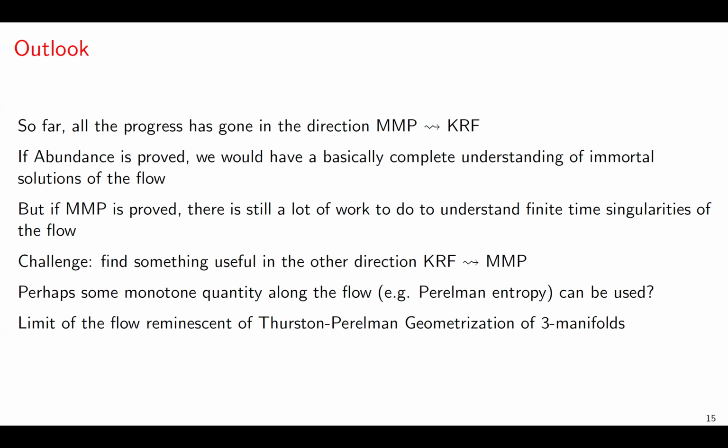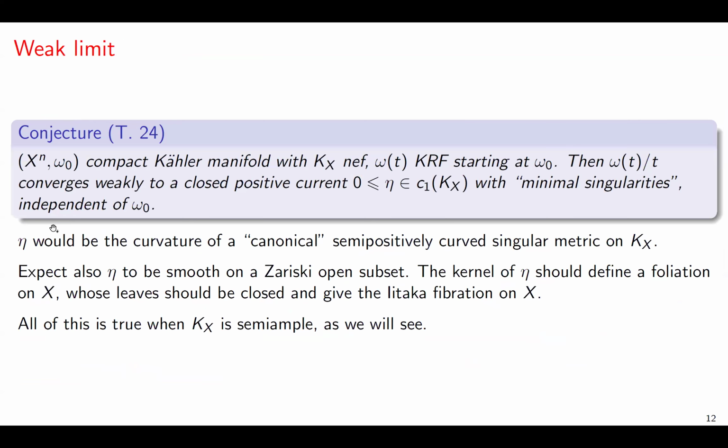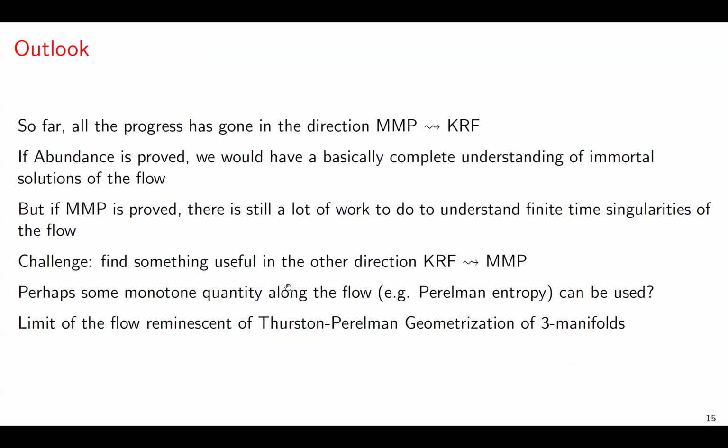Of course, this conjecture here is one mild attempt to help in that direction, producing some analytic object which may be related to abundance. There's also, one can try to speculate whether there's some monotone quantity along the flow. I think Zichuan was discussing this with me some time ago. For example, the Perelman entropy, which is known to be monotone along the smooth flow. Can this be used to say something?